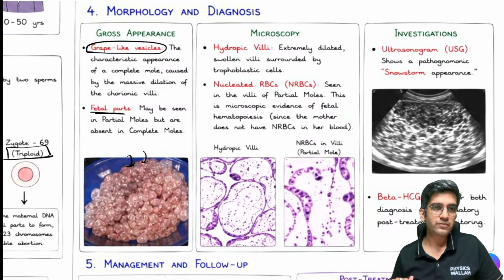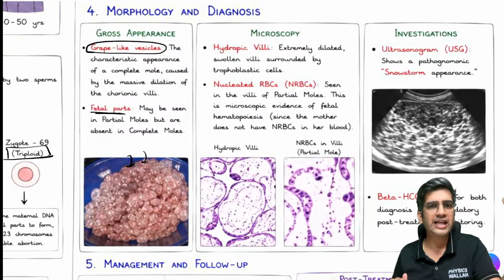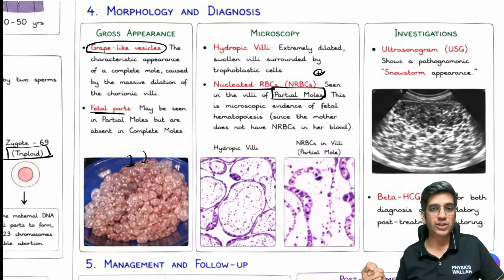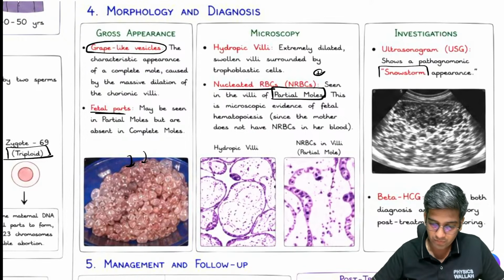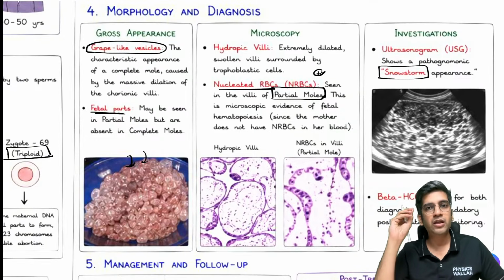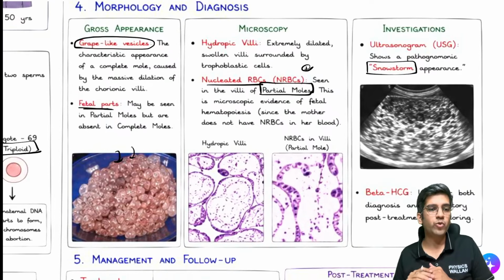Do well. Okay. Under the microscope, you have dilated villi, hydropic degeneration. If a nucleated RBC is seen, it indicates a partial molar pregnancy because of fetal tissue. Snowstorm appearance is an MCQ which might come as a classical finding of hydatiform mole in an ultrasonogram. And obviously we have to follow up with beta HCG.